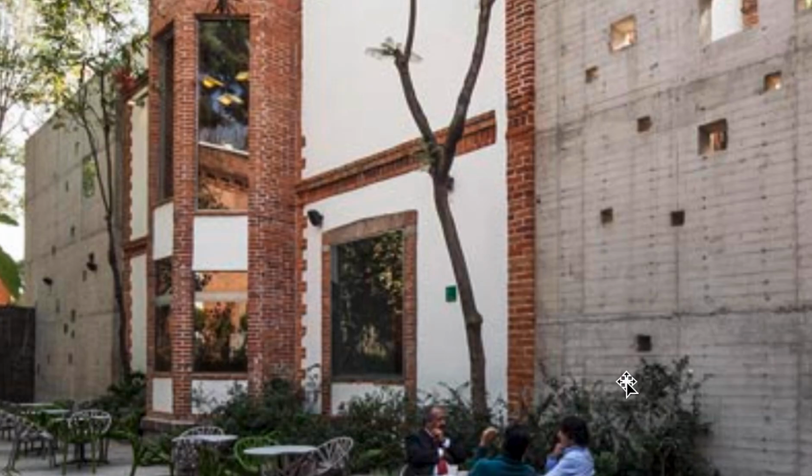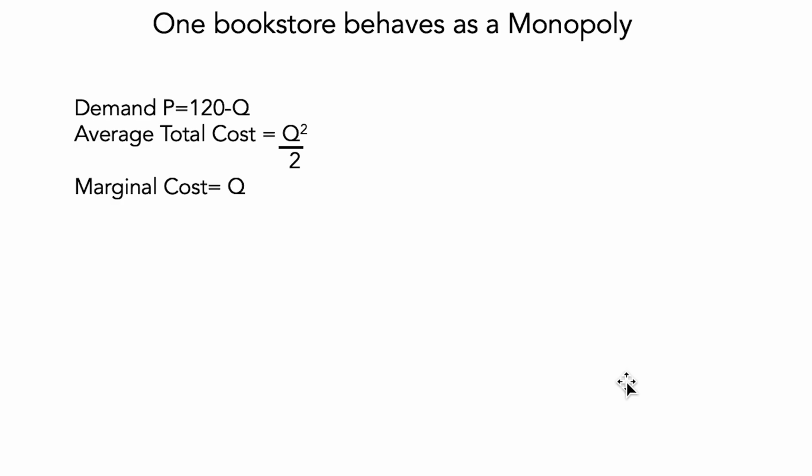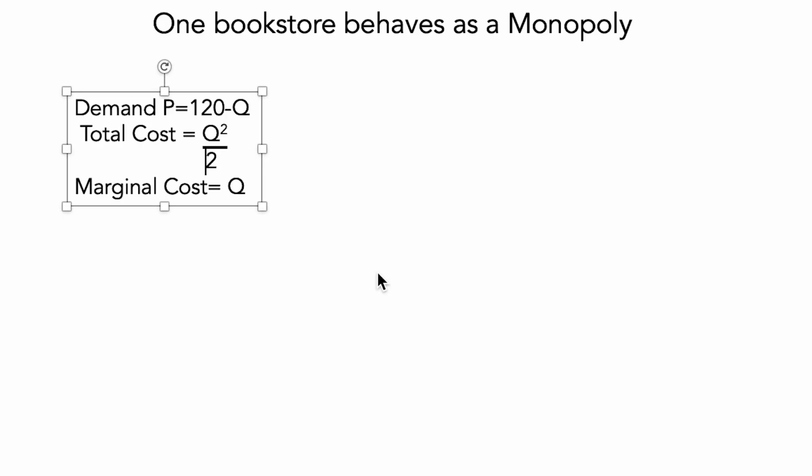It's so cool. Well, imagine there's this bookstore, and it behaves as a monopoly. So we have a monopoly that has the following equations. They face a demand given by price equals 120 minus Q, a total cost given by Q squared divided by 2. And when you get the derivative of this, in other words, what is the cost when one unit changes in Q, you will get Q.